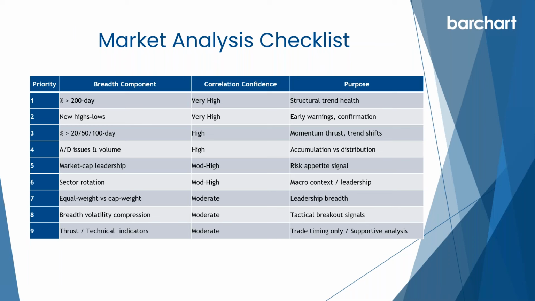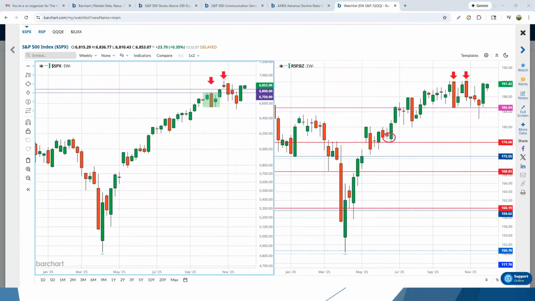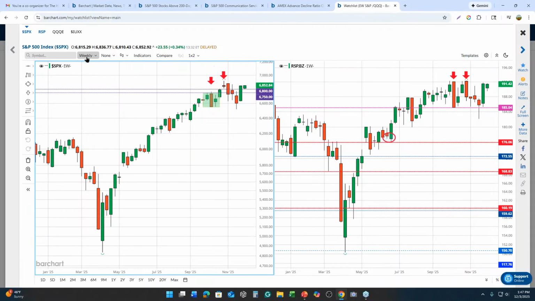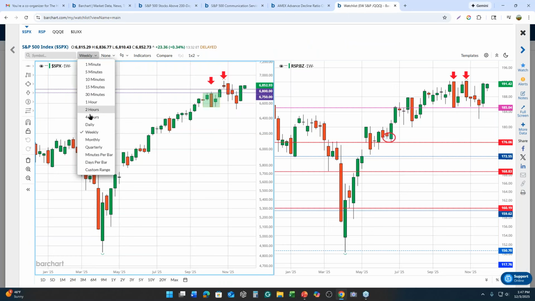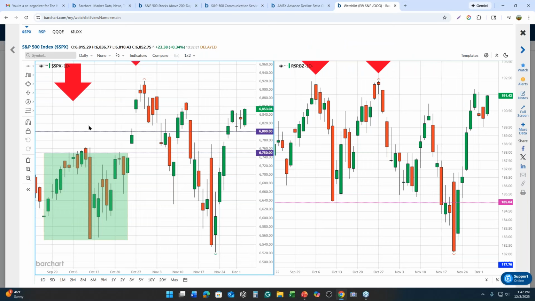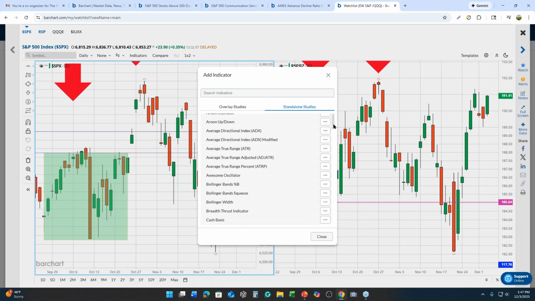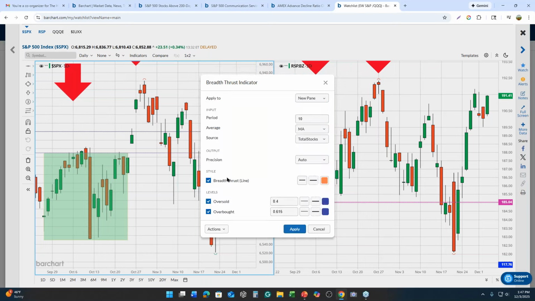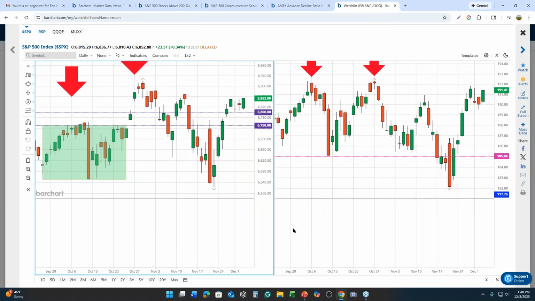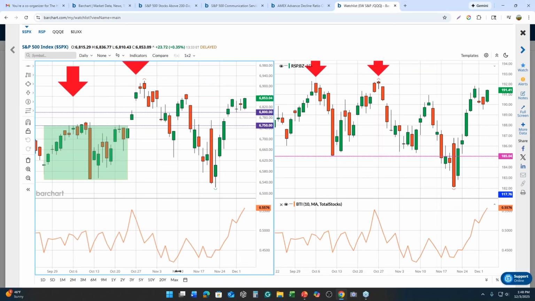So let's do this. Let me show you how you can do that one. First of all, I'm going to change my time frame here from weekly for this assessment. I'm going to go back to daily. And let's talk about thrust first. So let's go into indicators. There are a couple of indicators out there that I think we can use, and we're going to use standalone studies. The first one is right here where it says breadth thrust indicator. Let's add that.